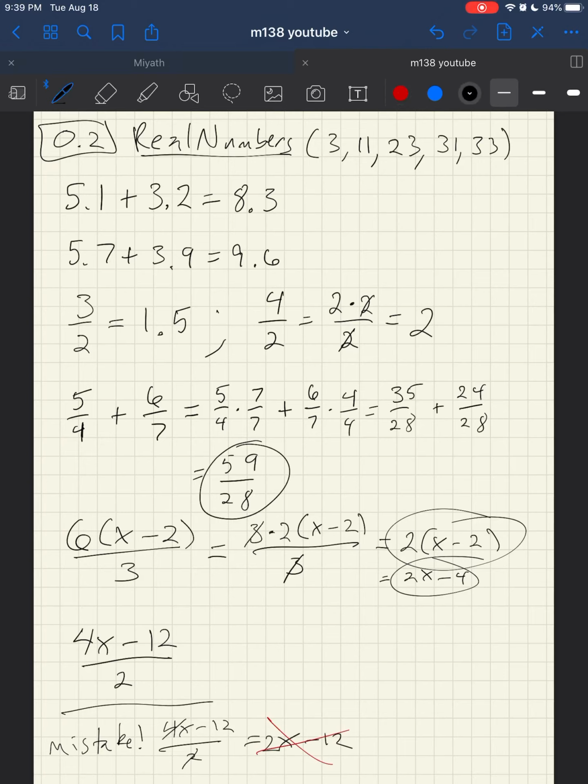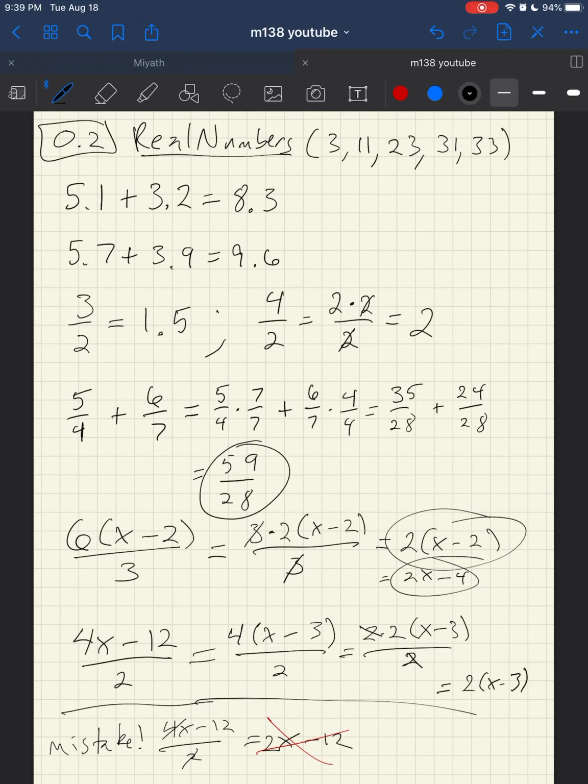That's a bad mistake. We don't want to be doing that. So what do we do up here? To do this correctly, we want to factor out the 4 first. We want to say 4 times x minus, well, how do I get the 12? It's 4 times negative 3. So 4 times x minus 3 divided by 2. And now, if I want to cancel, I write the 4 as 2 times 2, times x minus 3, and this is divided by 2, and I can cancel those, and I get 2 times x minus 3. That's a fine answer.